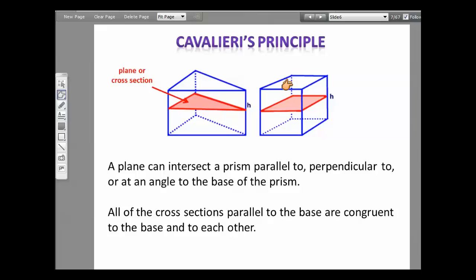It's parallel to the top and bottom bases. Another thing that makes it special is this cross-section is also congruent to the top base and congruent to the bottom base. All of that helps us solve the problems that we're going to work on. A plane can intersect a prism parallel to, perpendicular to, or at an angle to the base of the prism, but all we're going to be focused on is those that are parallel. When we're talking about cross sections, they're only going to be parallel in this lesson.